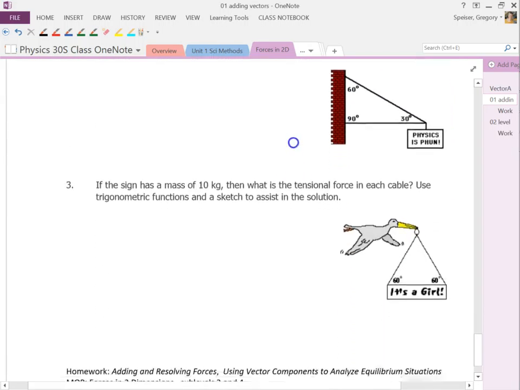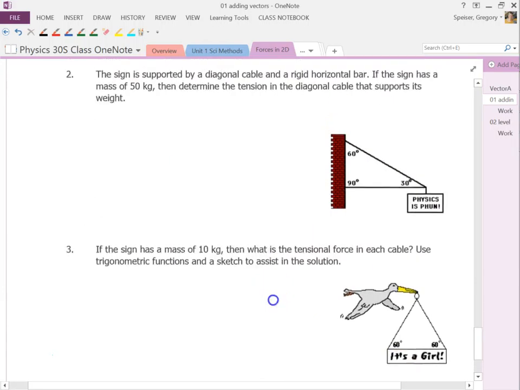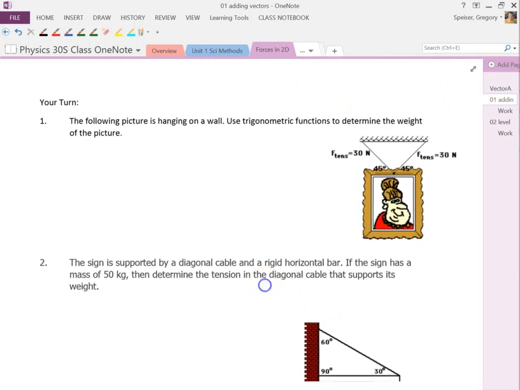Okay, I've got 3 questions. I'm going to try this. Say your turn on it, but really I think they're kind of challenging, so I'll do them with you. The first one says the following picture is hanging on a wall. Use trig functions to determine the weight of the picture.